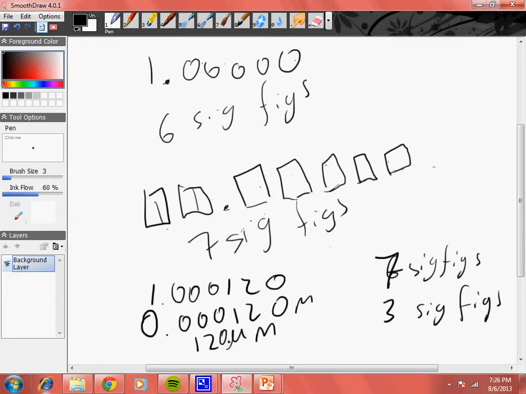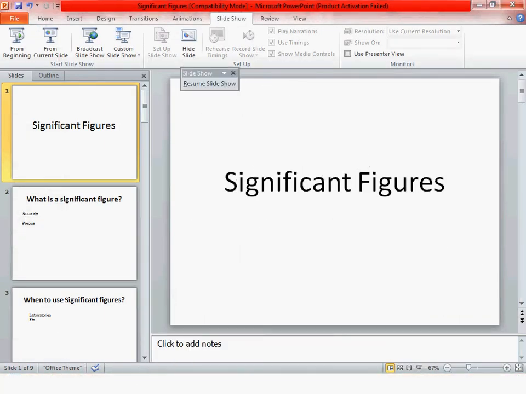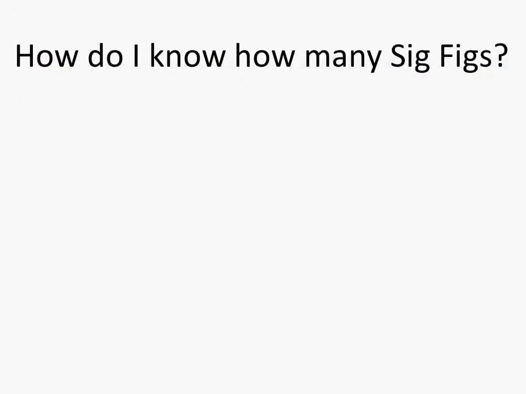Anyways, so just pretty much going over, when there's no decimal, front, back zeros don't matter. When there's a decimal, front zeros don't matter.